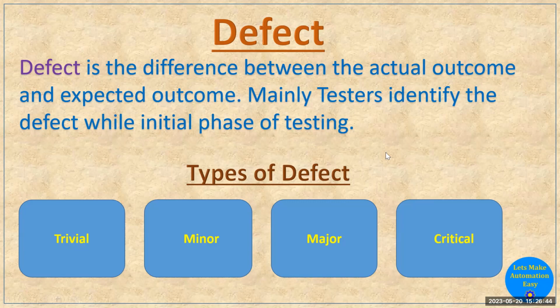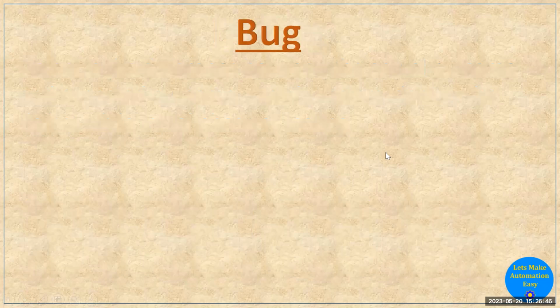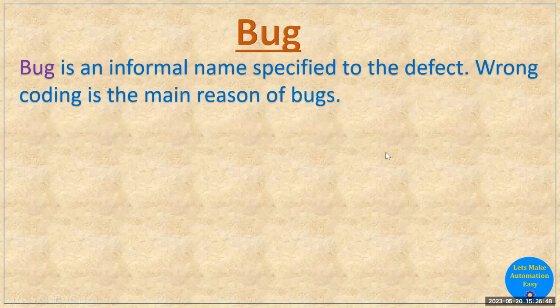Now after the defect, we are going to discuss the bug. A bug is actually an informal name given to a defect. Not in a very exact manner, but a defect is the same as a bug. The only thing is that bug is an informal name. The reason for a bug can be wrong coding in your application, and that is the main reason for bugs here.